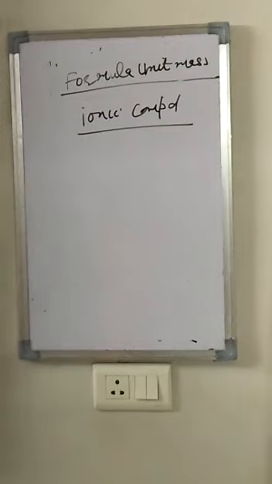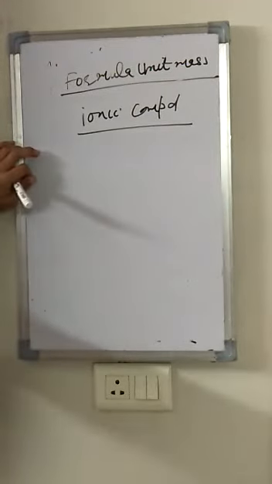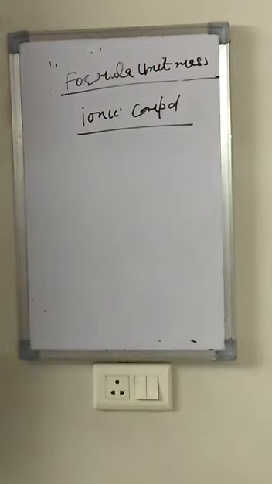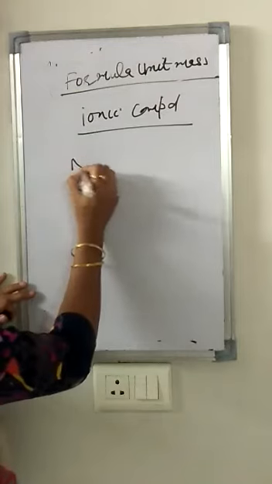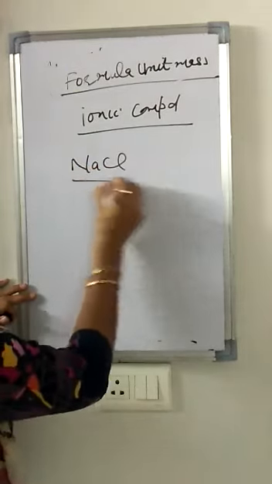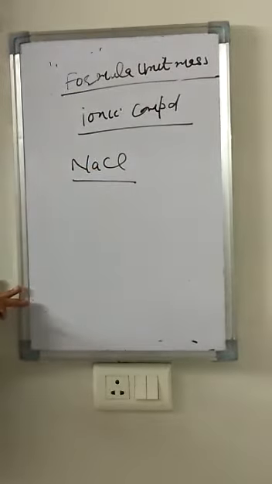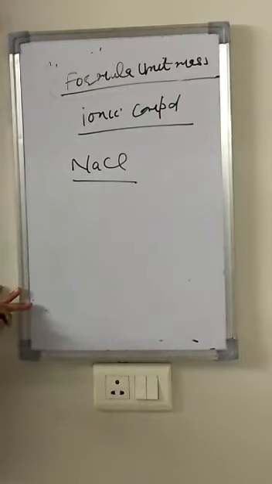So what is formula unit mass? The formula unit mass of a substance is the sum of the atomic masses of all the atoms present in one formula unit of a compound. We take the common example of an ionic compound, sodium chloride. Fine, beta. The sodium chloride is a crystal. It is a crystal.